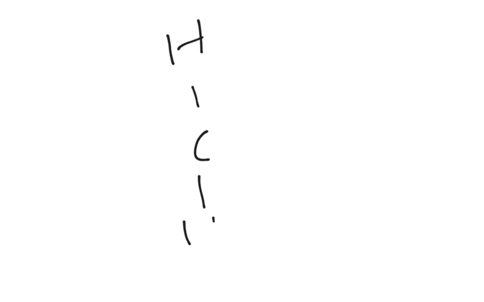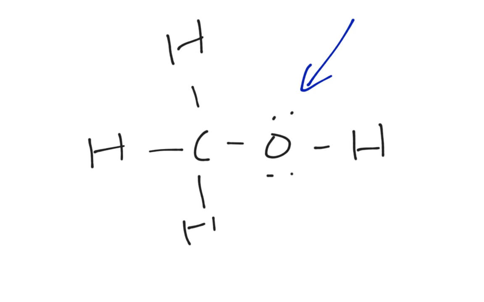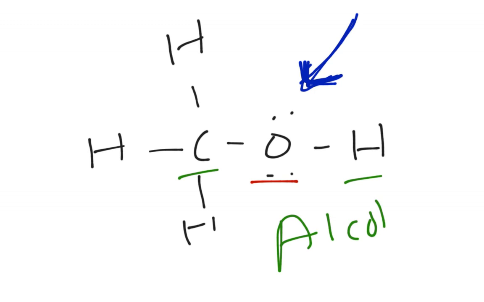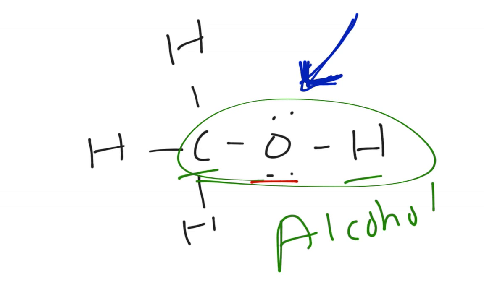So if I've got this molecule looking at me, we look for the patterns. The first thing you should always look for is where do I have oxygens. That'll tell you where you have your functional groups. So we've got our oxygen right there. On the one side I've got a carbon, on the other side I've got a hydrogen, so this is an alcohol. There's my functional group in this molecule.